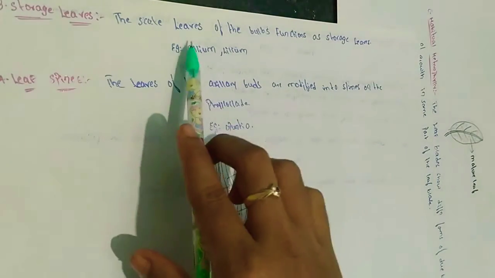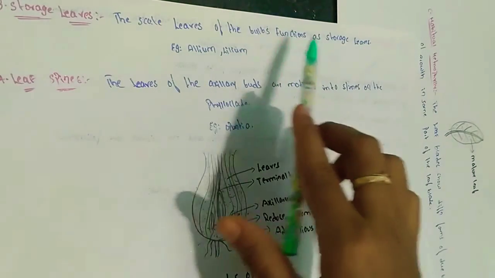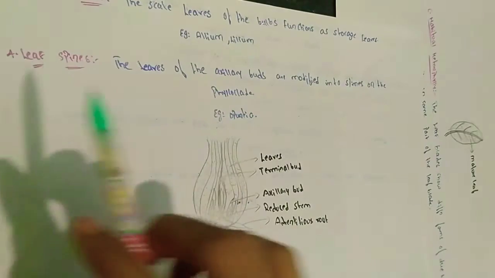Third type, storage leaves. The scale leaves of the bulbs function as storage leaves. Example, Allium and Lilium.